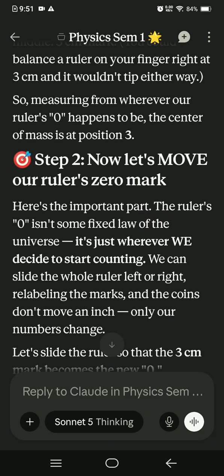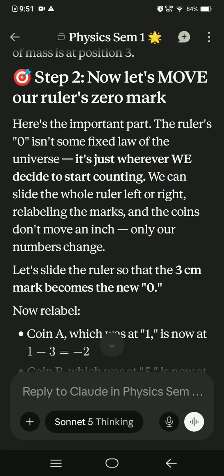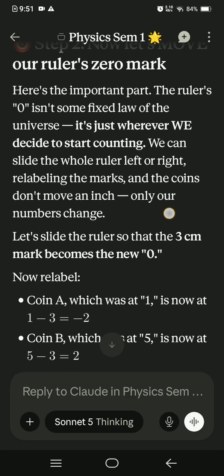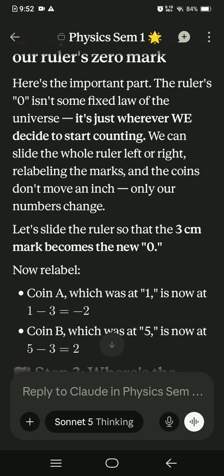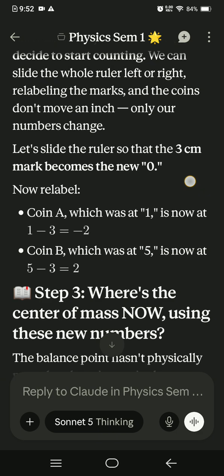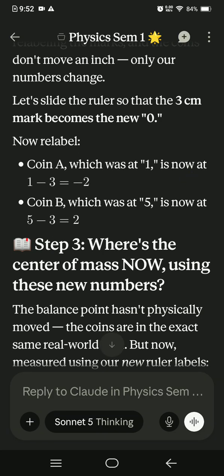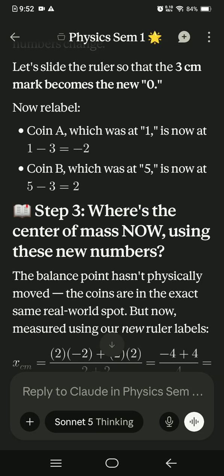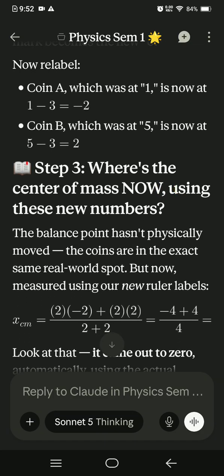Now step 2, let's move our ruler's 0 mark. Here's the important part. The ruler's 0 isn't some fixed law of the universe. It's just wherever we decide to start counting. We can slide the whole ruler left or right, relabeling the marks, and the coins don't move an inch, only the numbers change. Now let's slide the ruler so that the 3 centimeter mark becomes the new 0. Now relabel. Coin A, which was at 1 centimeter, is now at -2, and coin B, which was at 5, is now at +2. So where is the center of mass now using the new numbers?